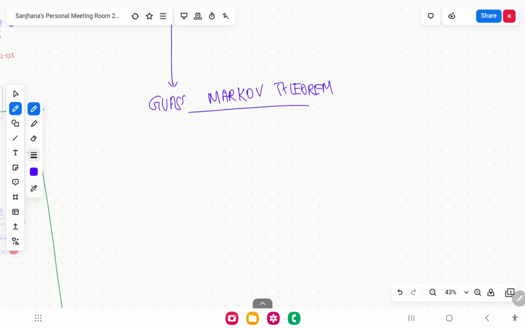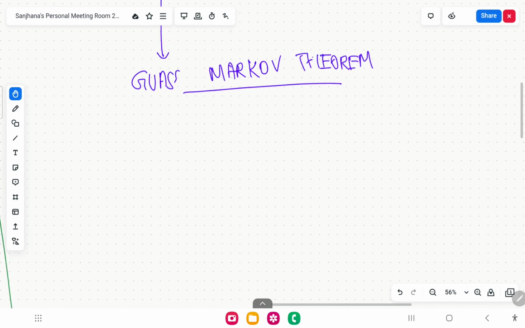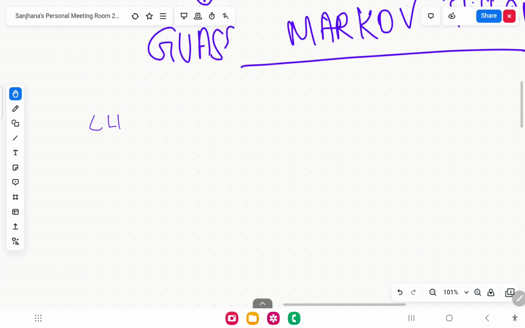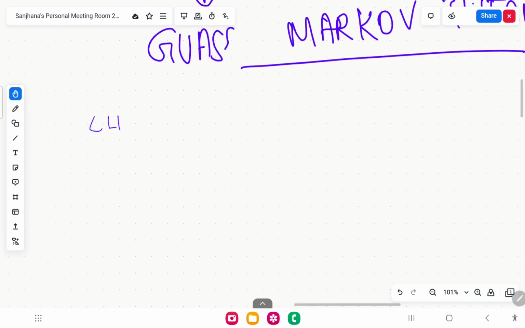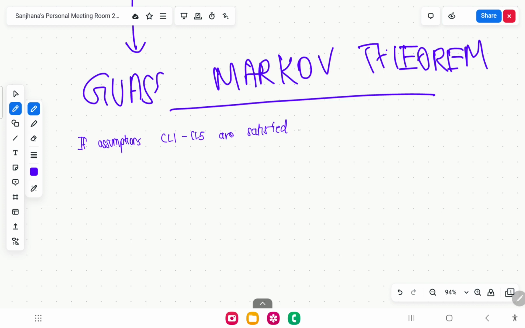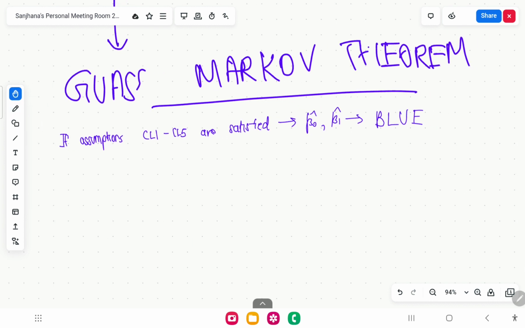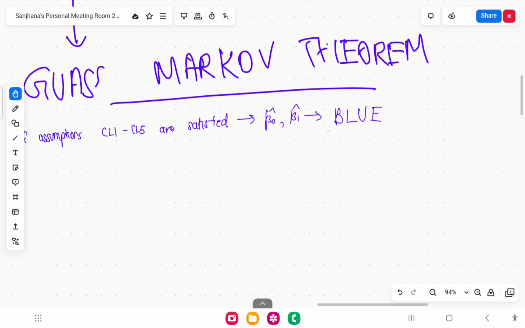So what does the Gauss-Markov theorem actually say? It says that if assumptions CL1 to CL5 are satisfied, the OLS estimators, that is beta naught and beta 1, are considered to be BLUE. We'll go through what this BLUE stands for. In BLUE, E refers to estimators, or estimates.